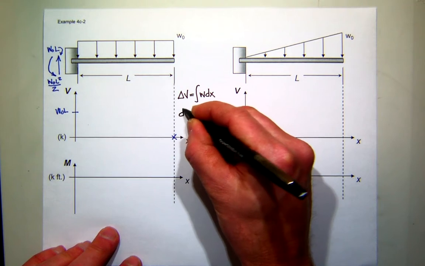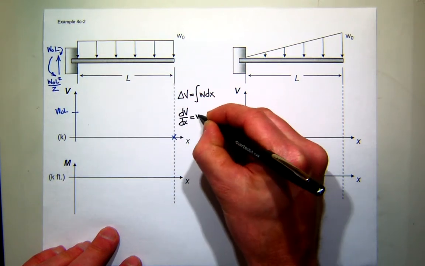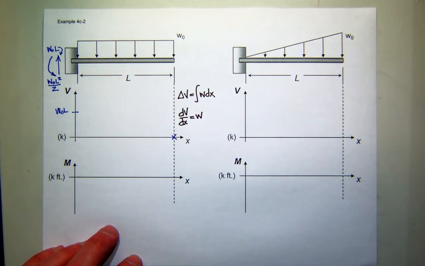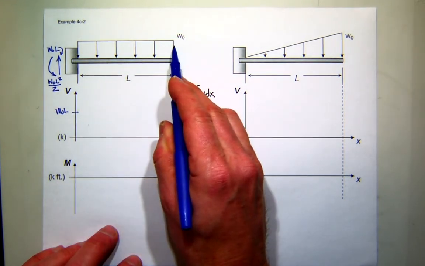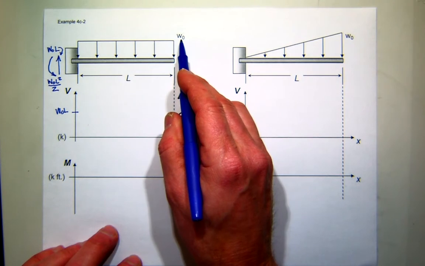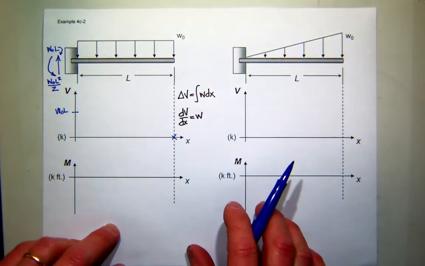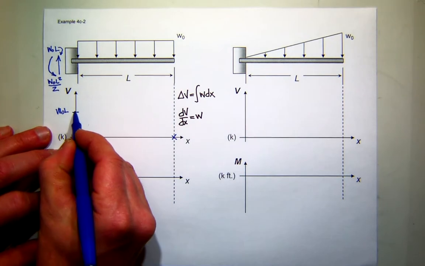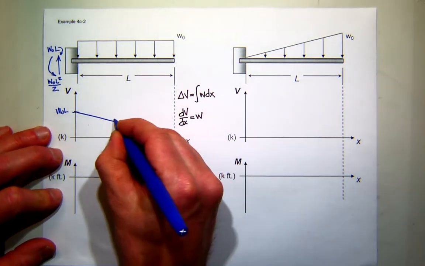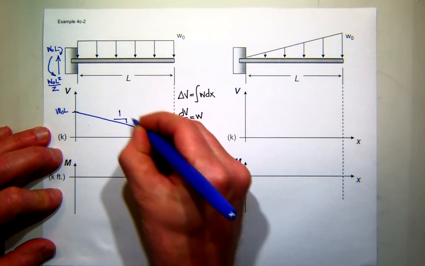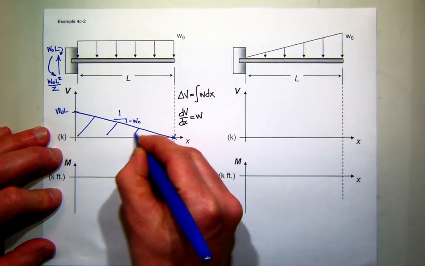Now what should be the slope of the shear diagram? Well, it's equal to the load. What is the value of the load everywhere in this region? Constant W naught, and it's positive or negative? Negative. So that means we have a constant negative slope. In fact, if I ask you to identify it, it would be negative W naught. So there's your shear diagram.